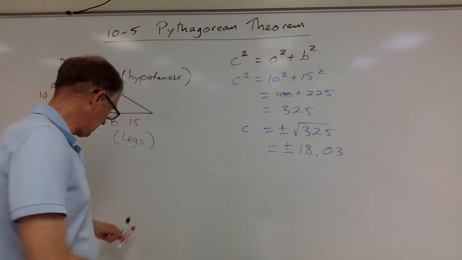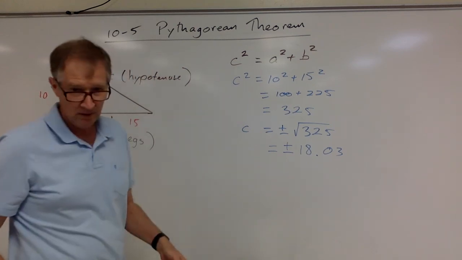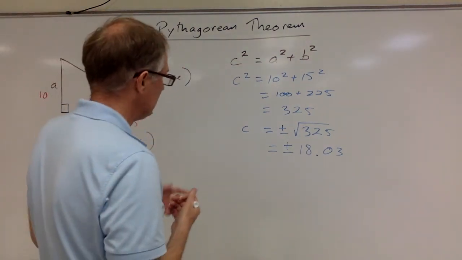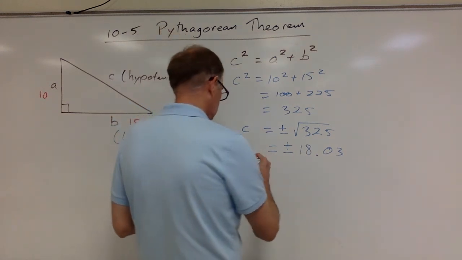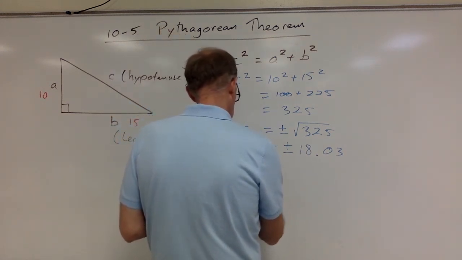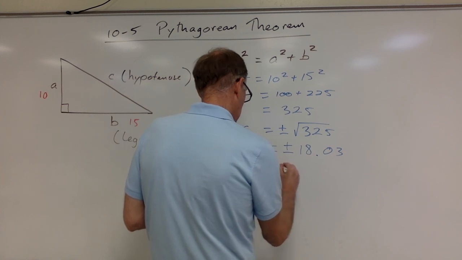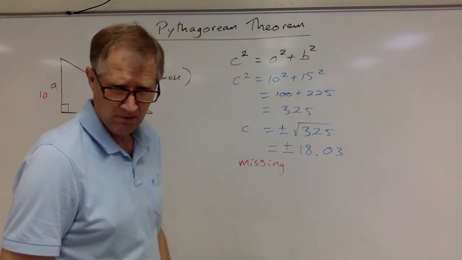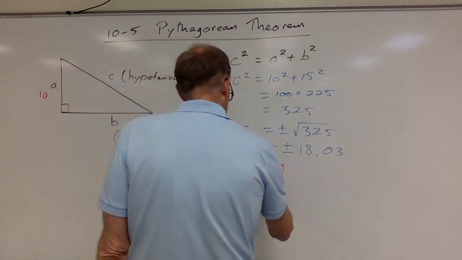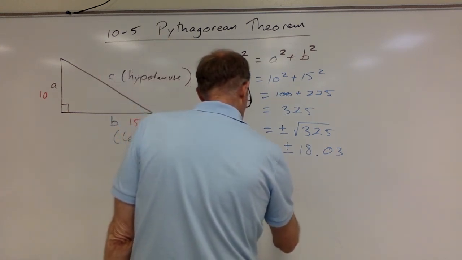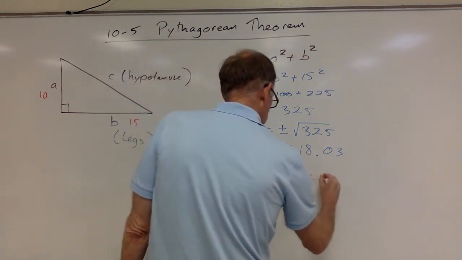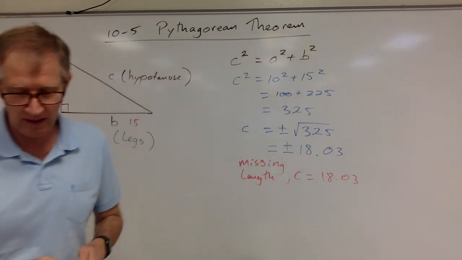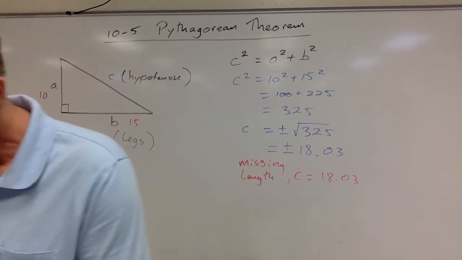But hold the phone, Wilbur. There's no such thing as a negative length of a triangle. So the actual missing length in this case, not the missing link, that's a joke, the missing length C would be equal to 18.03. Again, there'd be no negative answer. A negative answer just doesn't make sense.